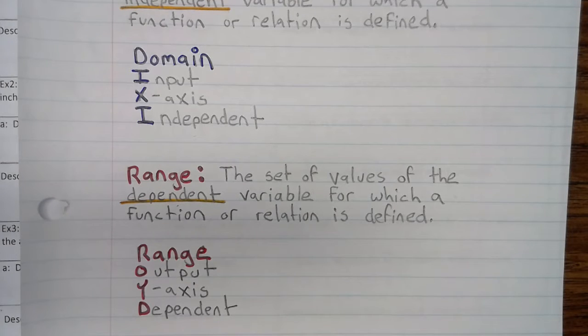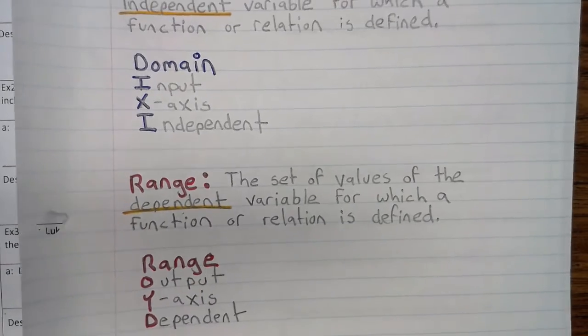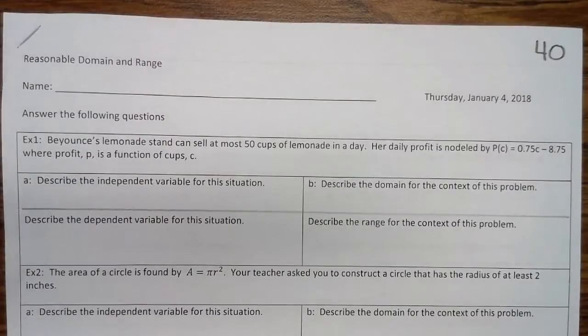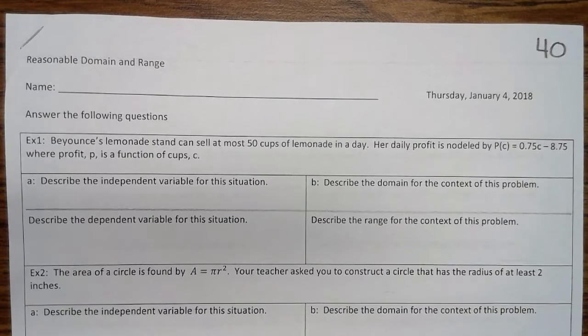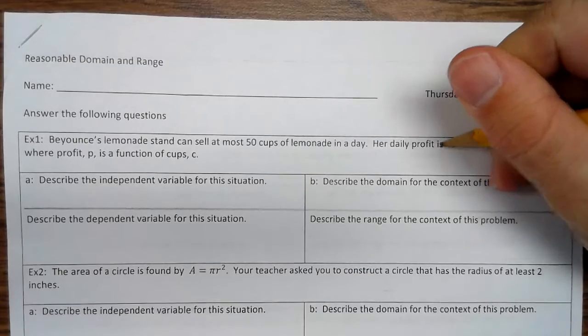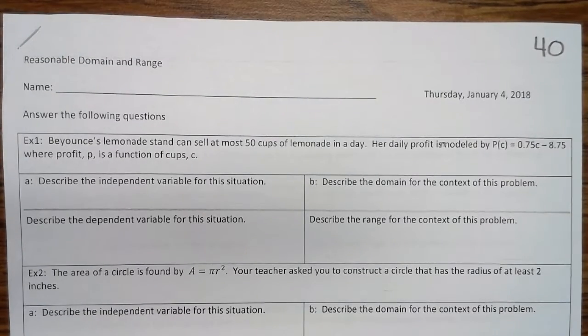All right, so if you would finish up your notes. All right, now your notes are updated. Let's take a look at the examples. All right, example 1. Beyonce's lemonade stand can sell at most 50 cups of lemonade in a day. Her daily profit is modeled by P of C equals 0.75C minus 8.75, where profit P is a function of cup C.